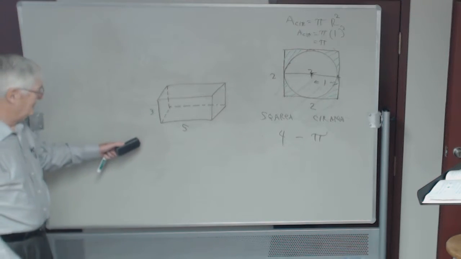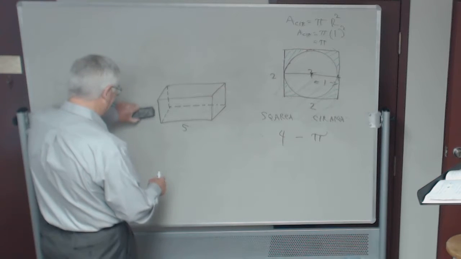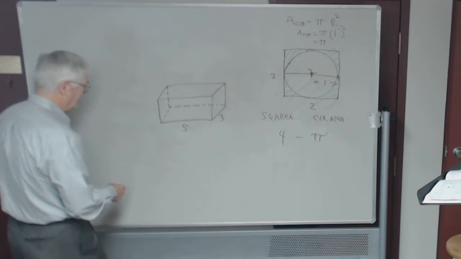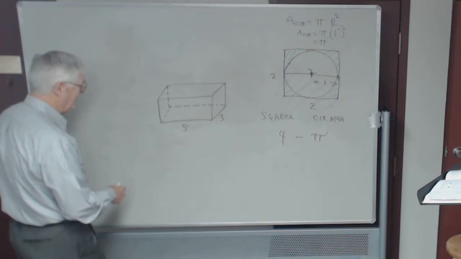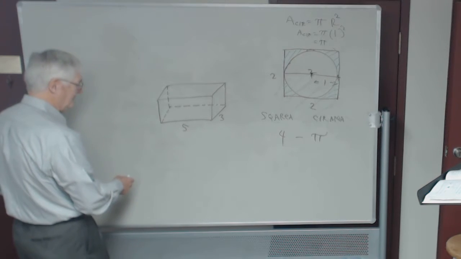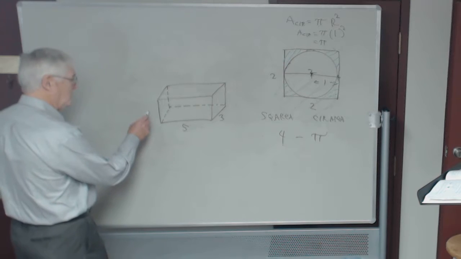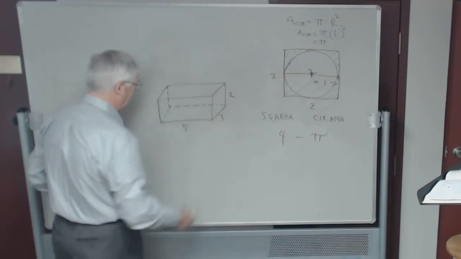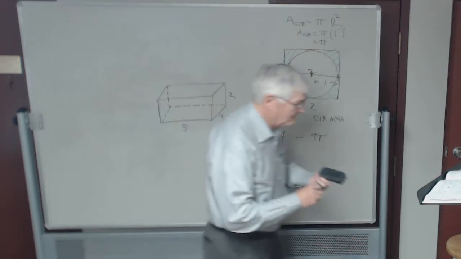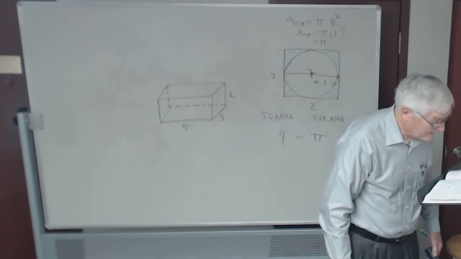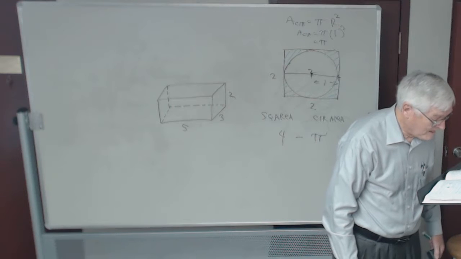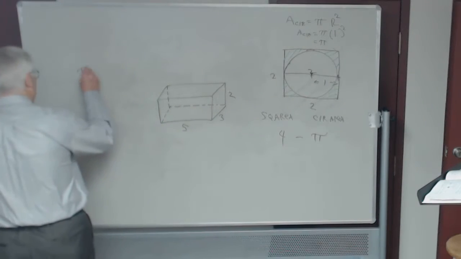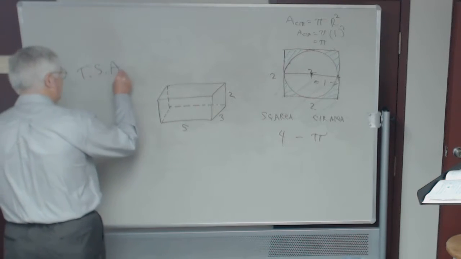Okay, now the 3 is here, right? That's the base. Now what's the height? 2. So it's 5 by 3 by 2. You got it down? This is surface area, and they want to know the total surface area.